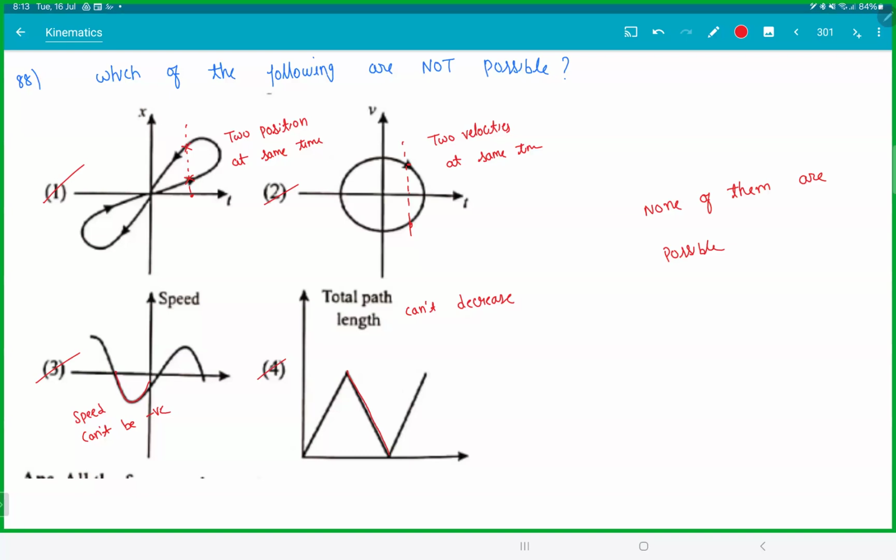Clear? Is this clear, everyone? That is one thing about the graphs.